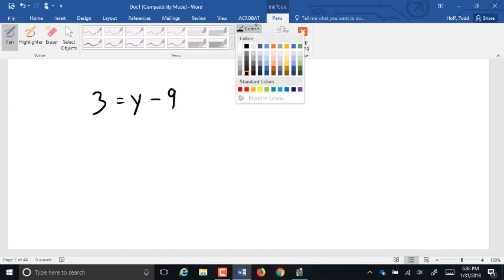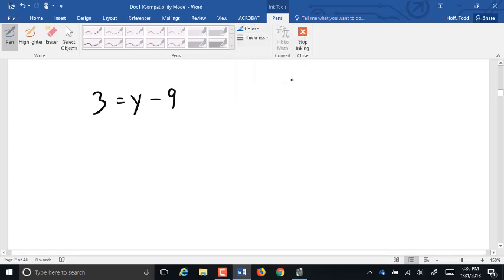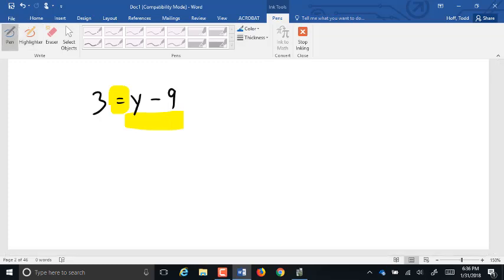Here, 3 is equal to y minus 9. Now to figure out how it was built, what we do is we find our equal sign, and then we focus on the side of the equation that has our variable on it. In this case, that's y minus 9. And now we ask ourselves 2 questions.